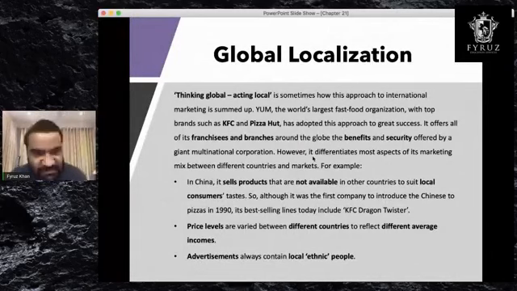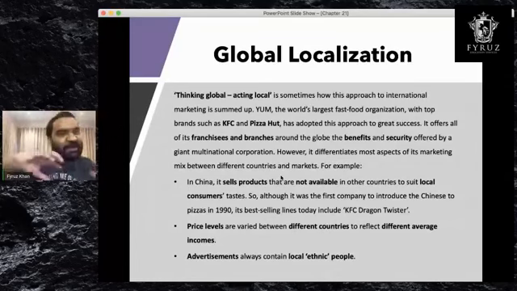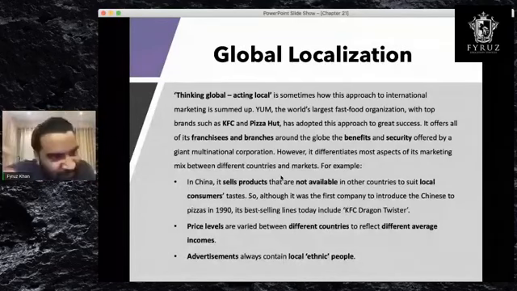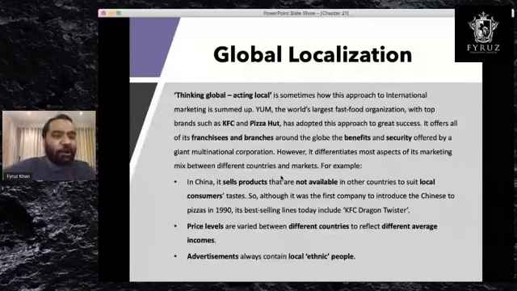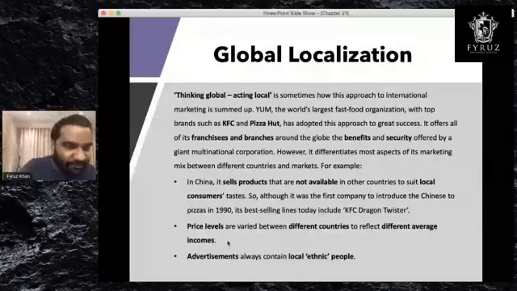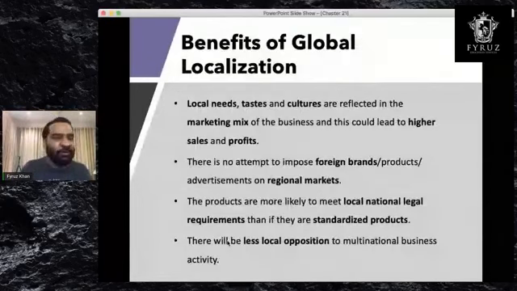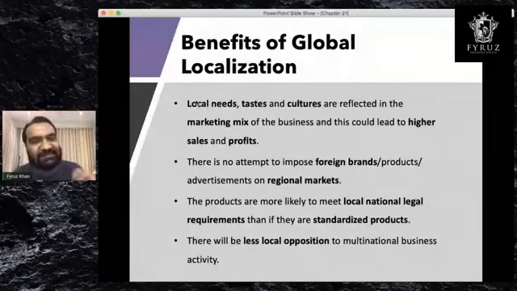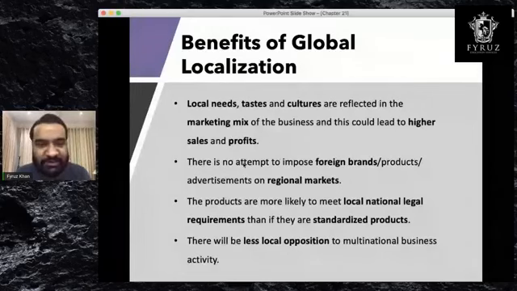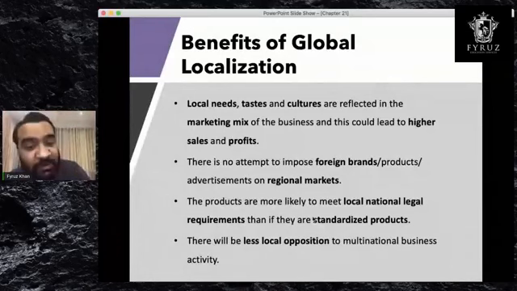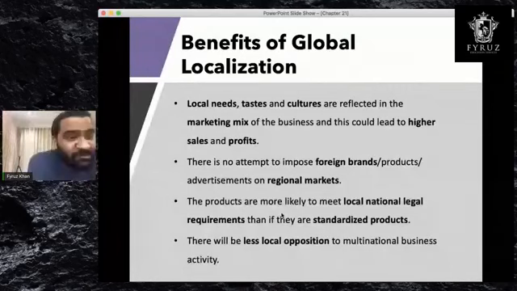Price levels may change, menus may change. They will adapt the product according to regional taste, religion and culture. Advertisements will consist of local ethnic people. They will consider local needs, tastes and cultures. And they will also fulfill local national legal requirements, and there will be less opposition.